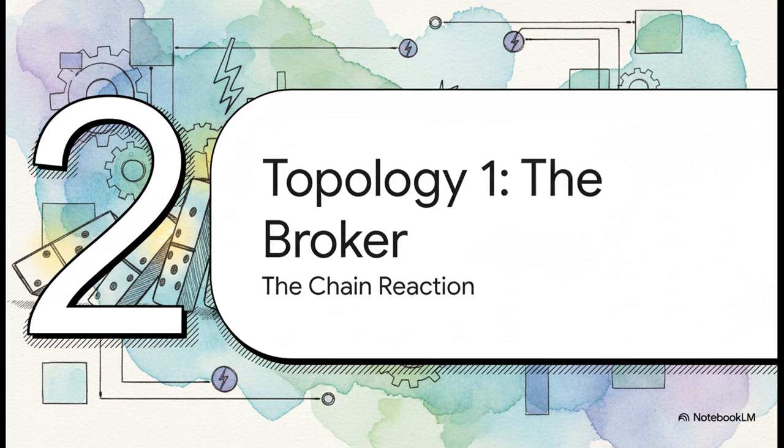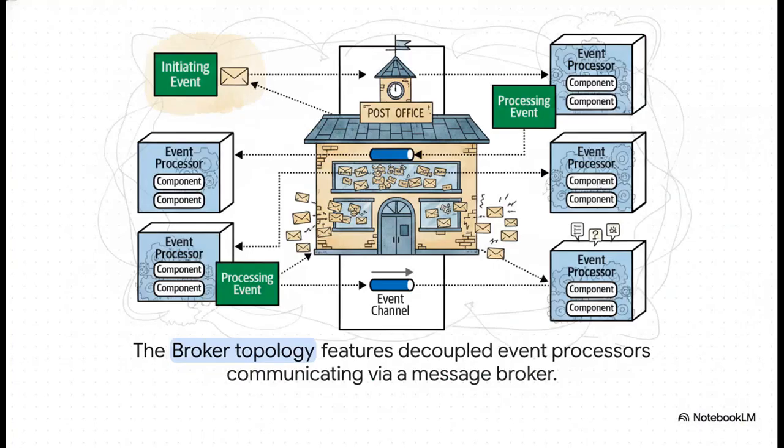So, how do we actually build this thing? Well, there are two main patterns, or what we call topologies. Let's kick things off with the first one, the broker topology. I like to think of this one as a chain reaction. And this pattern, you'll see, is perfect when your main goal is extensibility, being able to add new features really easily. In this pattern, there is no single boss, no central orchestrator telling everyone what to do.